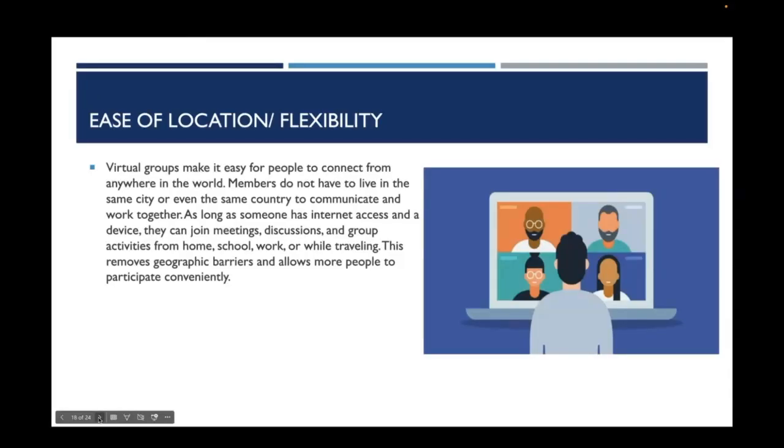Firstly, virtual groups make it easier for people to connect from anywhere in the world. Members do not have to live in the same city or even the same country to communicate and work together. As long as someone has internet access and a device, they can join meetings, discussions, and group activities from home, school, work, or while traveling. This removes geographic barriers and allows more people to participate conveniently.